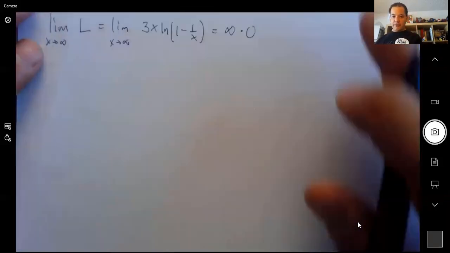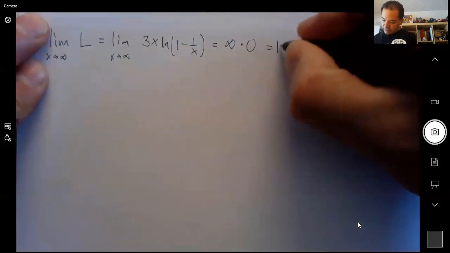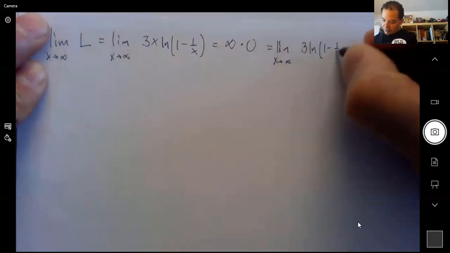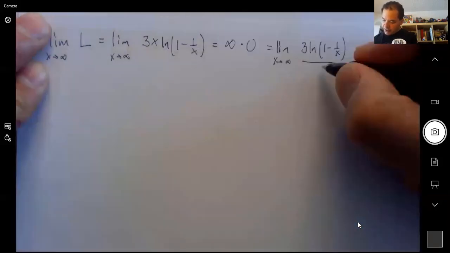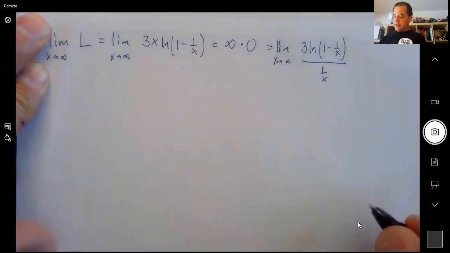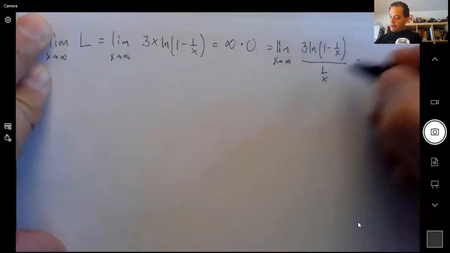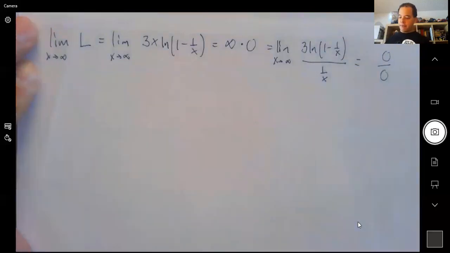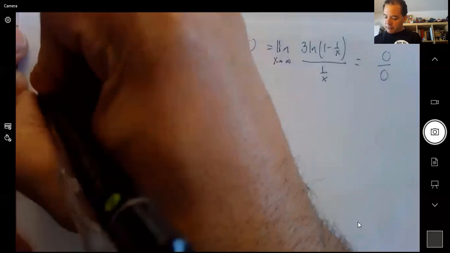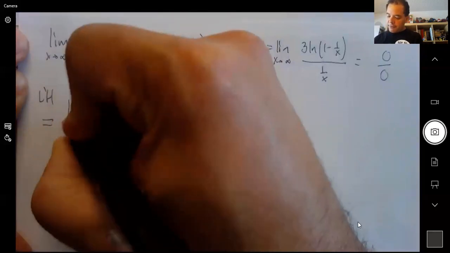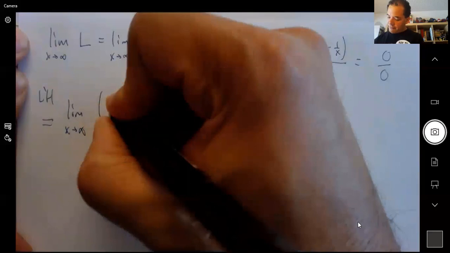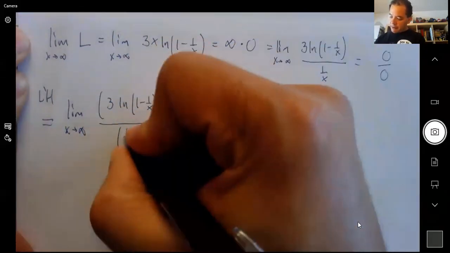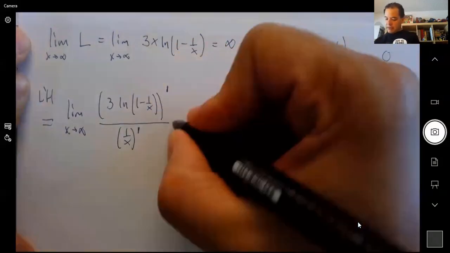So we change this so that we leave 3 and ln of 1 minus 1 over x on the top, and we move the x to the bottom as 1 over x. And now it looks like ln of 1, which goes to 0, and 1 over infinity, which goes to 0. 0 over 0. Perfect. Now we can apply L'Hopital's rule. So for L'Hopital's rule, we need to do the derivative of the top divided by the derivative of the bottom. Let's do it.